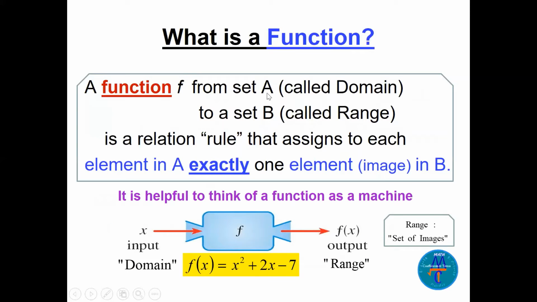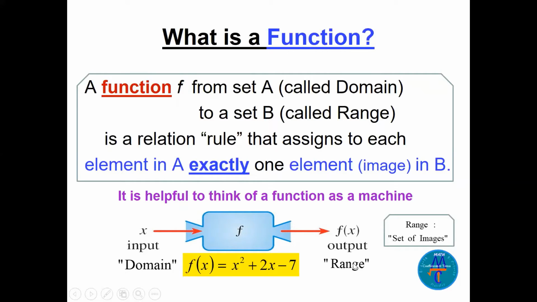Function from set A called the domain, so you have to have a set A. Usually it will be the X values here. And then to a set B called the range. The range will be the Y values. So a function is a relation rule that assigns to each element in A, this is the set A here, exactly one element in the set B. In the set B, the elements are called images.